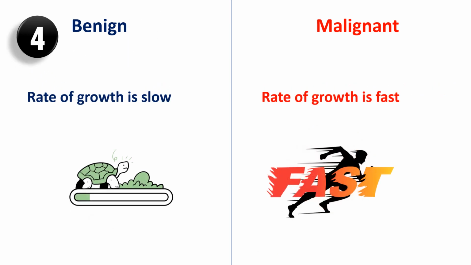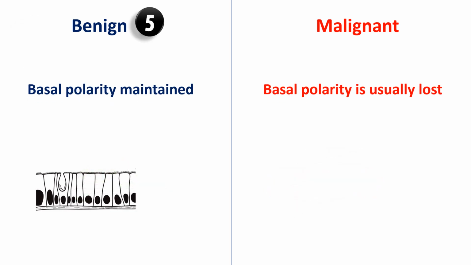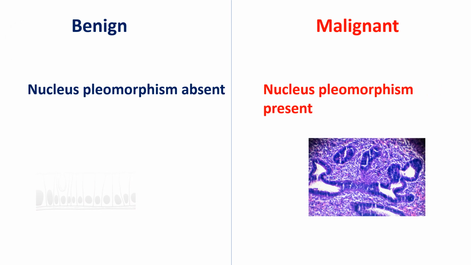In benign tumors, the rate of growth is usually slow, while in malignant tumors, the rate of growth is usually fast. In benign tumors, the basal polarity is maintained, while in malignant tumors, the basal polarity is usually lost. In benign tumors, there is no nuclear pleomorphism, while in malignant tumors, nuclear pleomorphism is seen, that is, different shapes and sizes of nucleus are present.